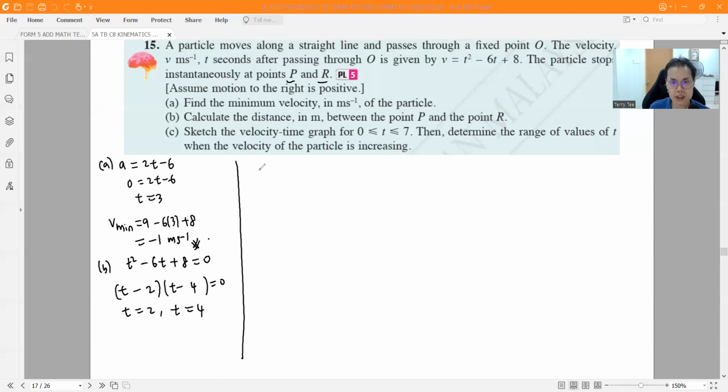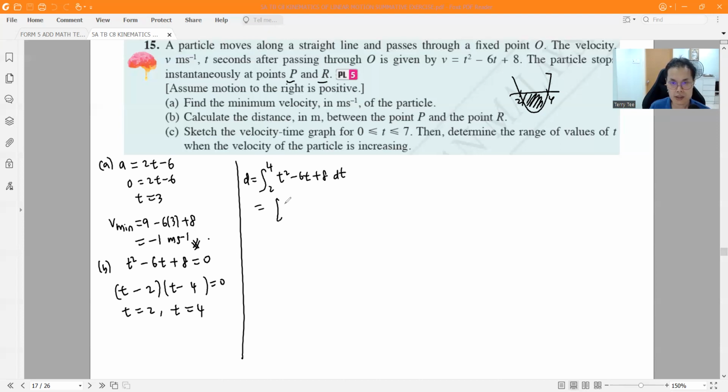So the distance between them should be the integration of 2 to 4 of v dt, because this is the minimum graph, right? Yeah, we're going to draw the graph later on. So this is 2, this is 4. It looks like this. The distance traveled is this. So we integrate t squared minus 6t plus 8 dt.